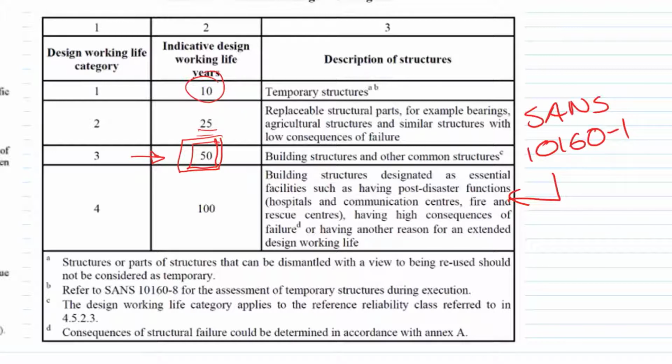However, if you have building structures designated as essential facilities having post-disaster functions, hospitals, communications, fire rescue centers, having high consequences of failure, or having another reason for extended work life, you then go to 100 years. If you have very special facilities, nuclear facilities, etc., then you will do separate designs. You'll have to go look at specialist literature for those.